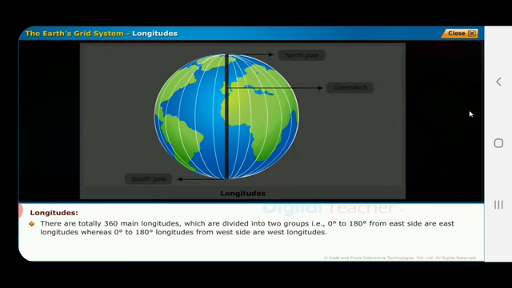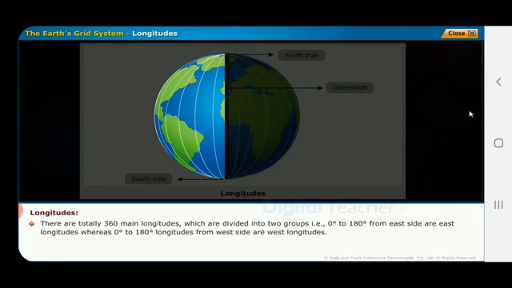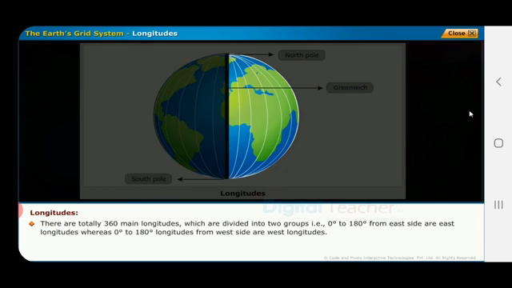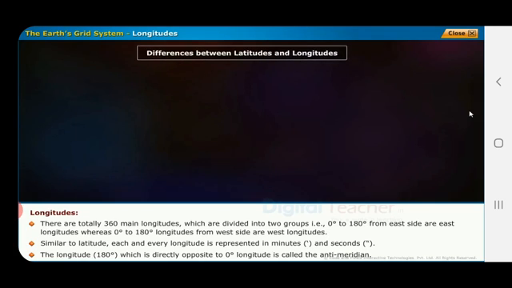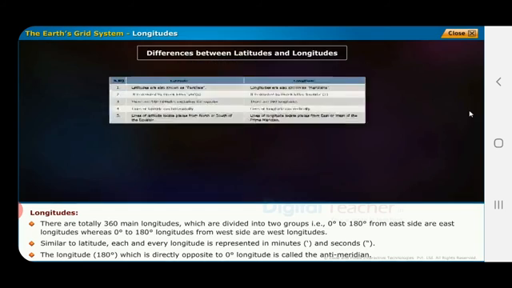There are totally 360 main longitudes, which are divided into two groups: 0 degrees to 180 degrees from the east side, or east longitudes, whereas 0 degrees to 180 degrees from the west side are west longitudes. Similar to latitude, each and every longitude is represented in minutes and seconds. The longitude 180 degrees, which is directly opposite to 0 degrees longitude, is called the anti-meridian. Differences between latitudes and longitudes.